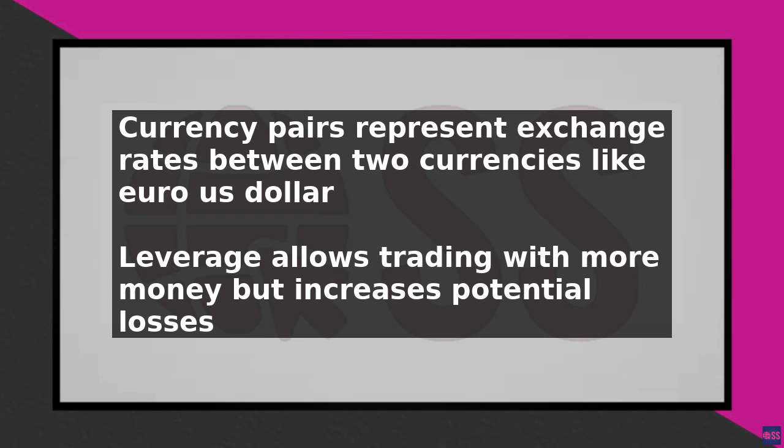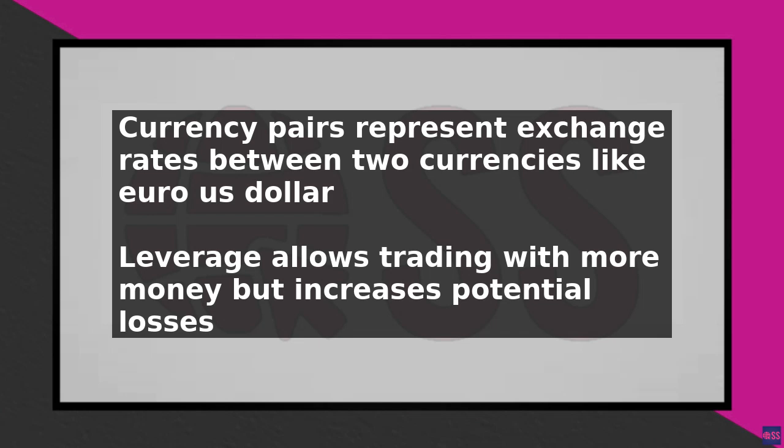losses. To place a trade on Oanda, you will need to navigate to the trading platform and select the currency pair you want to trade. You can then choose the type of order you want to place, such as a market order or a limit order. A market order will execute immediately at the current market price, while a limit order will execute when the price reaches a certain level.